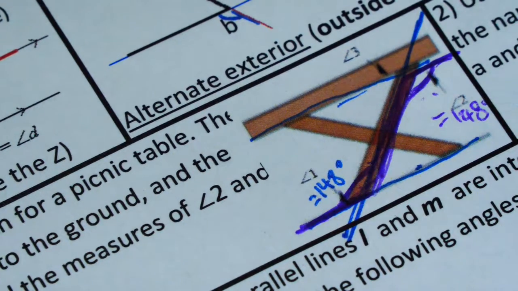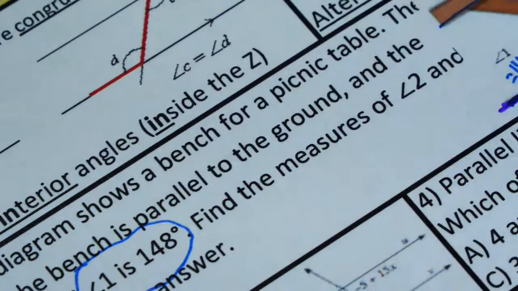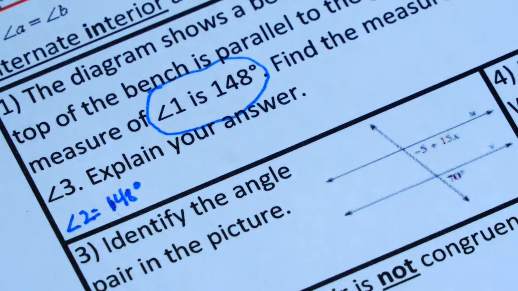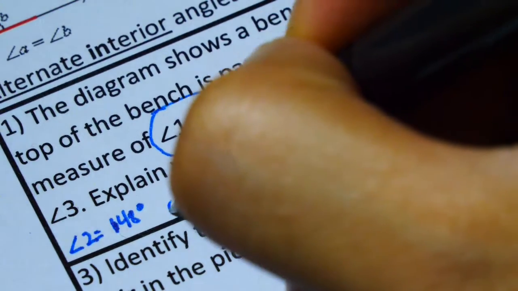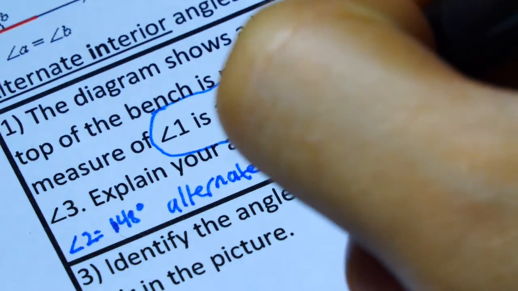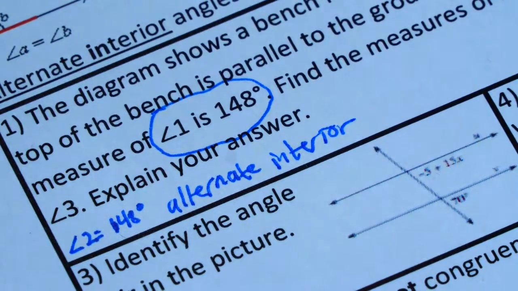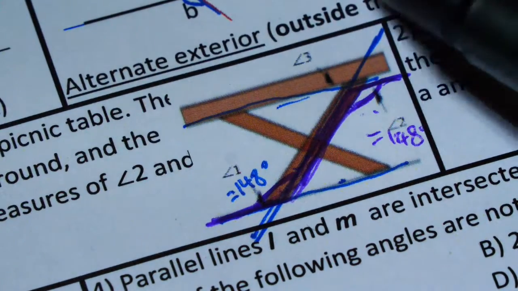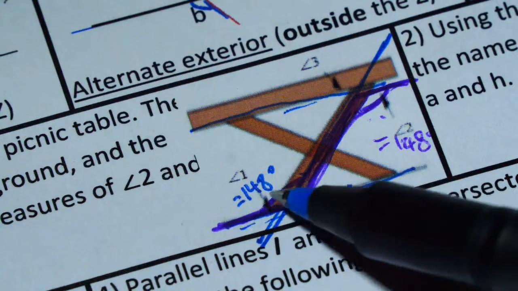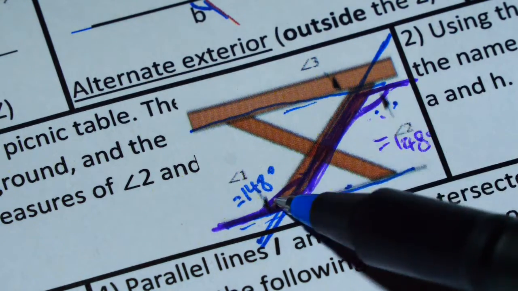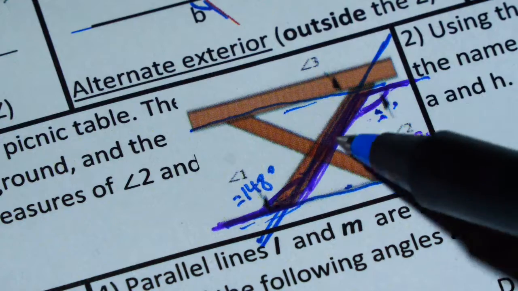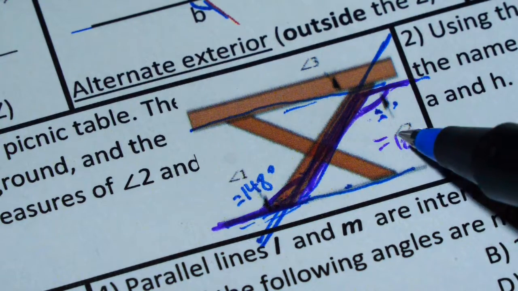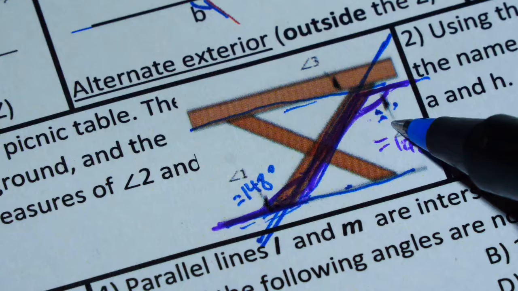So angle 2, this is angle 2. Angle 2 is 148 degrees because it's alternate interior. Alternate interior, because inside the Z, this angle and this angle, they are the same, they are congruent. So inside the Z, alternate interior. This is 148, so this must be 148.